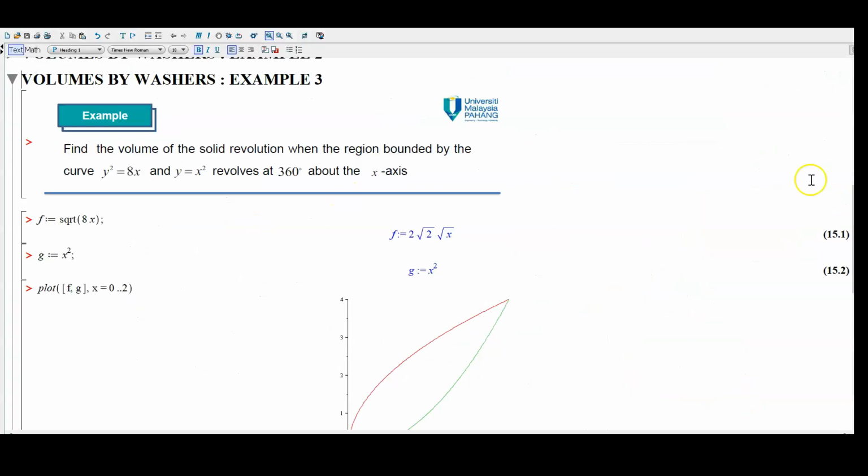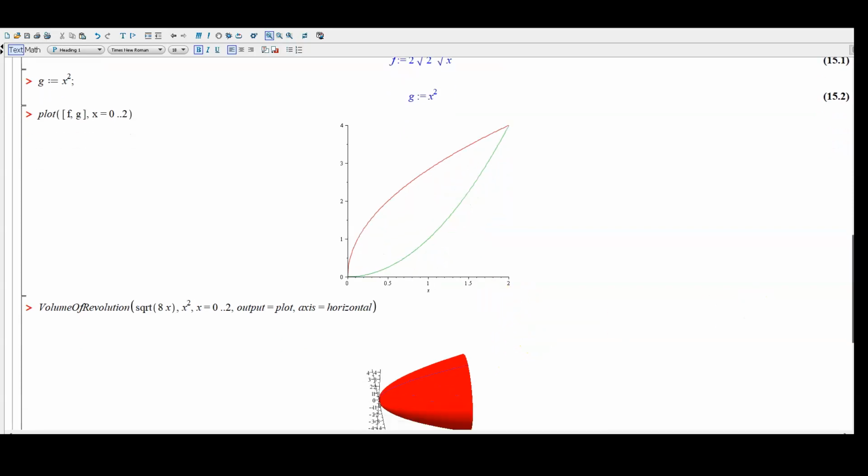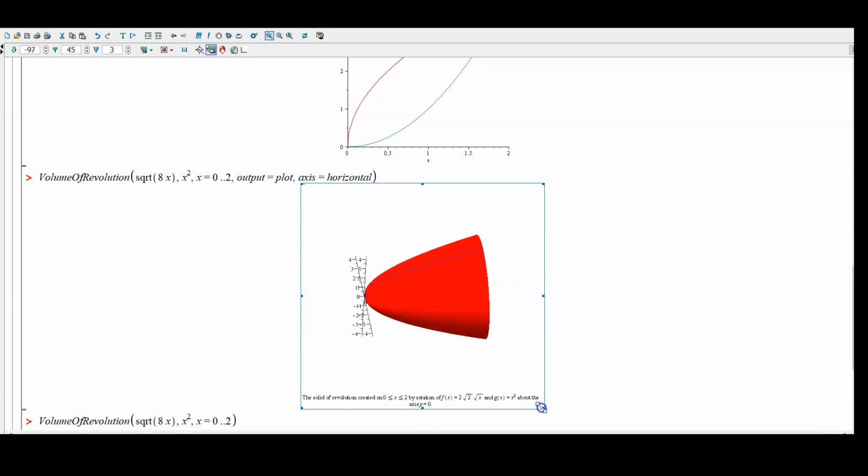So let's look by using Maple. So if I plot these two functions in the same axis, so we will have this. Okay, so this is our region bounded by these two curves. Alright, so from the limit 0 to 2, then we want to rotate or revolve about the x-axis. So let's look at what solid we have, as what we sketched. So we will have this solid here. Okay, so if I can show you.